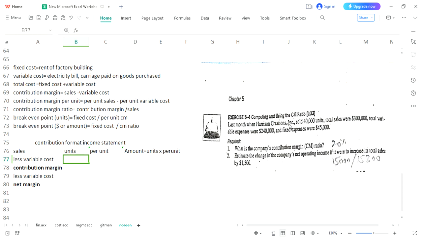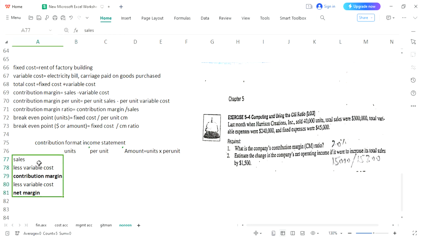Come to our question. Here you can see that last month Harrison sold 40,000 units. So the first thing we have got is the number of units, and you are supposed to write your number of units first. Number of units sold is mentioned as 40,000. Put 40,000 in the unit column. And as we have discussed, the number of units sold would always be equal to the number of units for variable cost. So you will write the same number of units in front of variable cost as well.